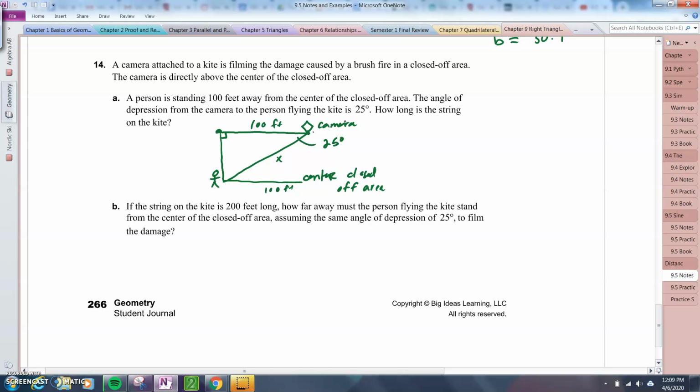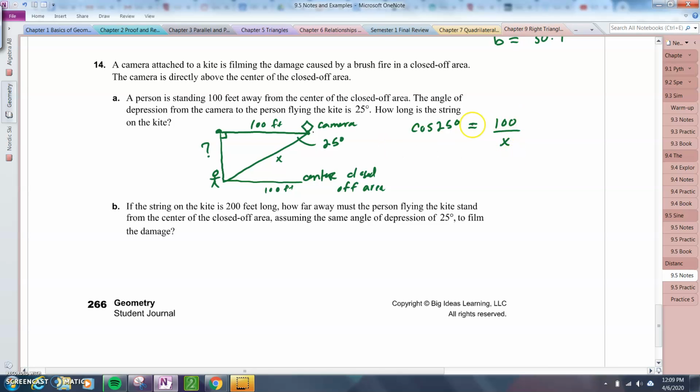Okay, so we're going to use this 25 degrees to set up some sort of equation using sine or cosine to help us solve for x. Well, we don't know this opposite side. We do know the adjacent side. So when we have the adjacent side, we need to think, okay, we've got to use the cosine ratio. So the cosine of the 25 degrees is going to be my adjacent side, which is 100, over the length of the string, which is x.